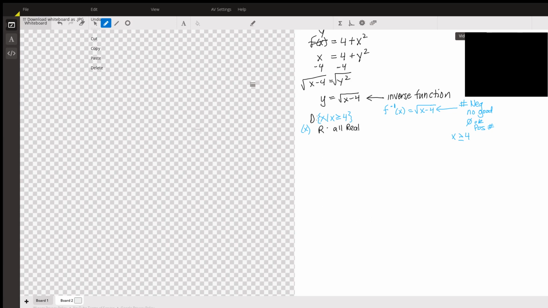So I hope that helps you at least for the idea of how to figure out what an inverse is. So change f of x to y so it looks like a regular equation, change out x for y, and then solve for y, and that will give you the inverse.